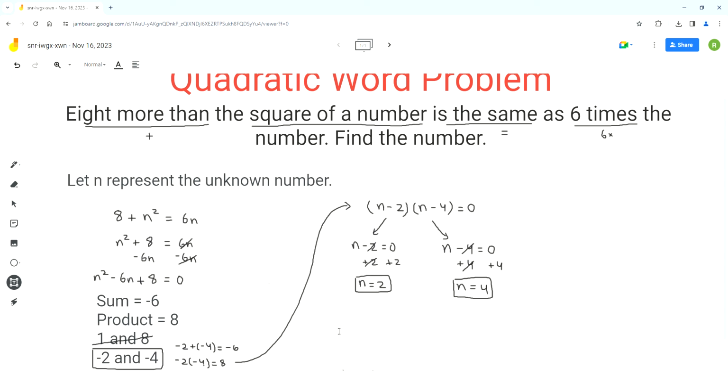We can write a closing statement to summarize our answer. So the number can be 2 or 4.